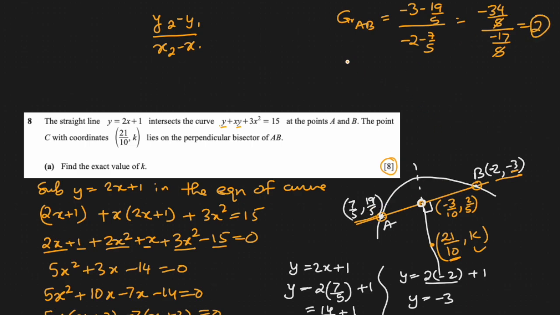So 2 is the gradient of this line AB. So now the gradient of the perpendicular bisector. The perpendicular bisector is this one, which is 90 degrees to this original line, so it will be the negative reciprocal of 2, which is minus half. Right? And we know 2 points now on this. K is unknown, but we know 2 points. We can equate it to this gradient using this formula again, and we'll get k.